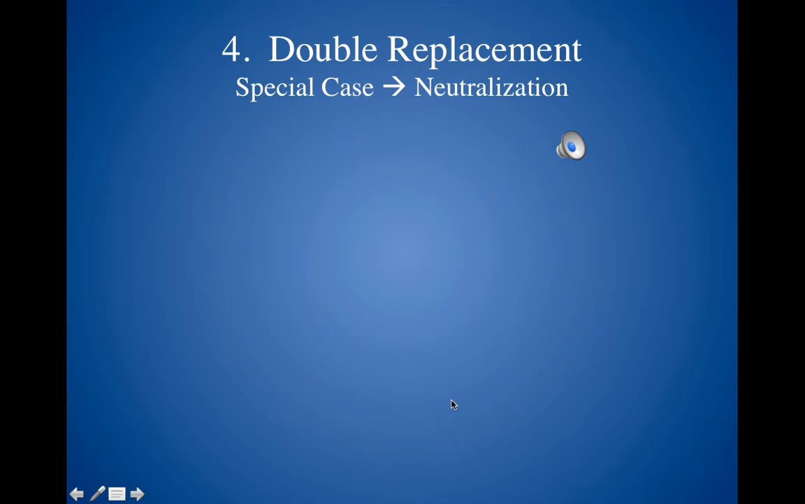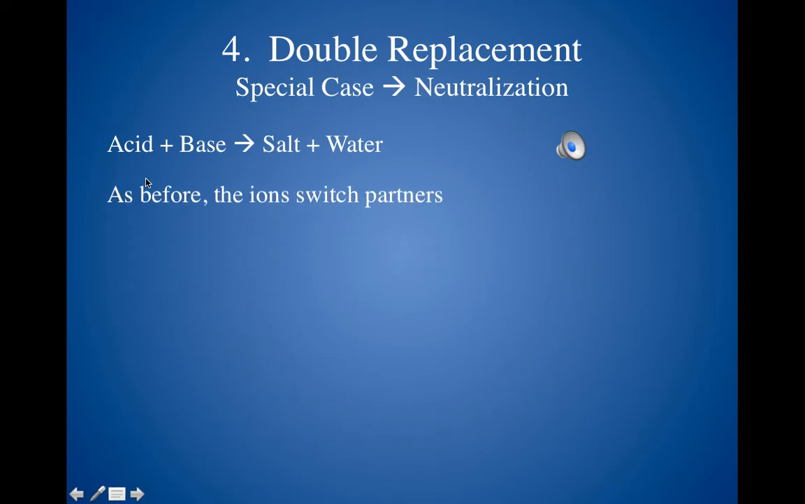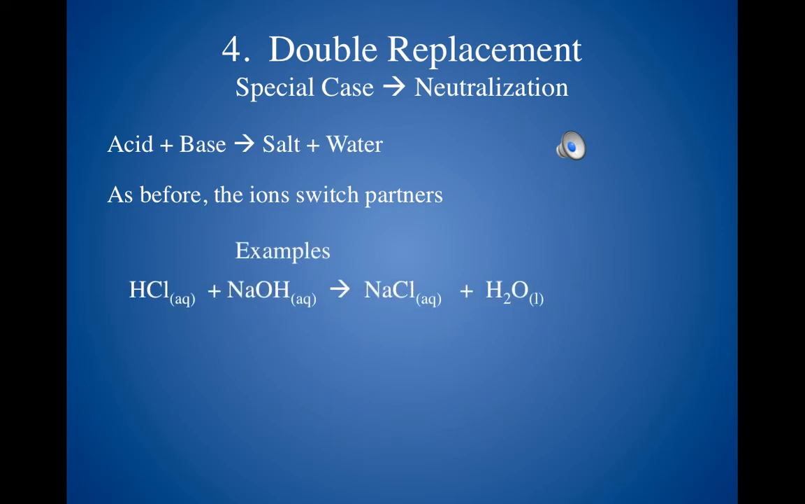But now we have a special case for double replacement, and that's called neutralization. And if it's a neutralization reaction, do not write down double replacement or I will mark it wrong. We have to remember neutralization is when we have an acid and a base. They get together, they make a salt and water. In other words, the acid neutralizes the base, or the base neutralizes the acid. They limit the effect of the other. So it's the same idea. The ions are switching partners, but it's a special case. And you have to be able to recognize acids, bases, and salts.